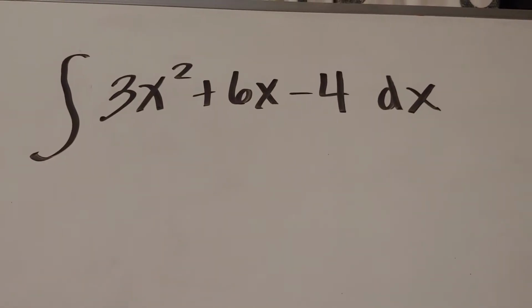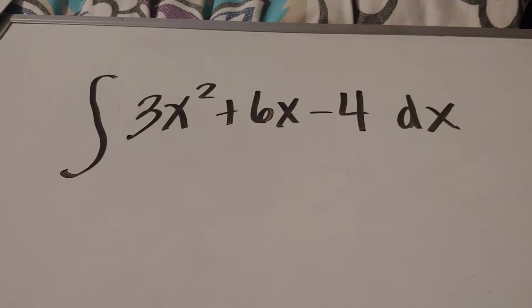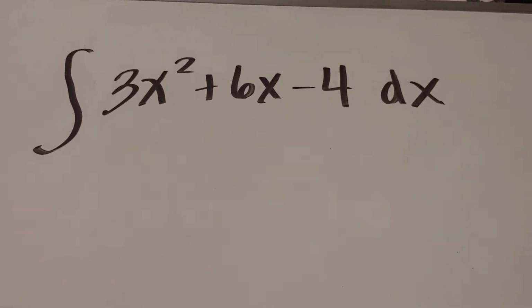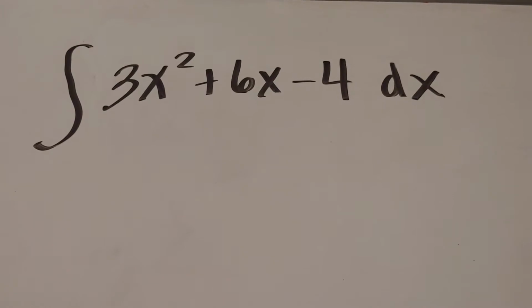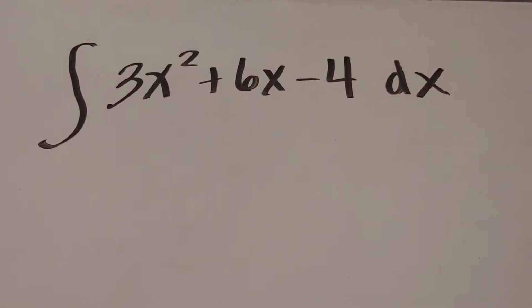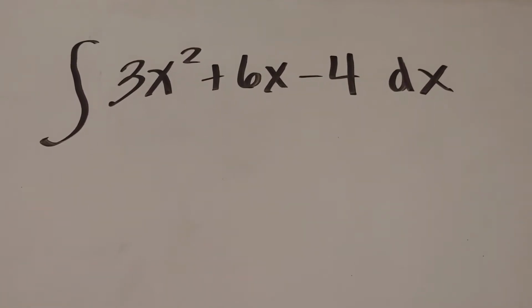In this video, we're going to talk about taking the integral of polynomials. So I have the integral of 3x squared plus 6x minus 4 dx. Okay, so if you think about it, when we take derivatives, we take the derivative term by term. So I should be able to integrate term by term as long as we're adding and subtracting.